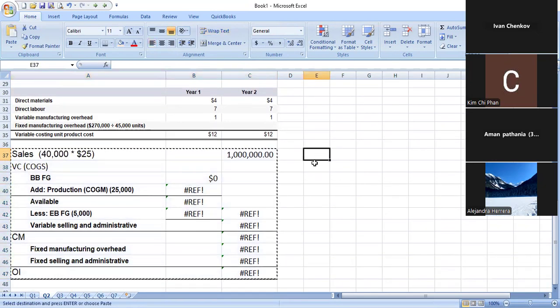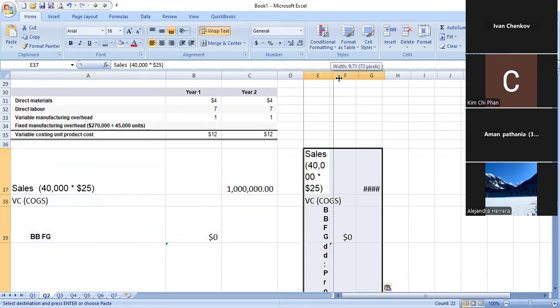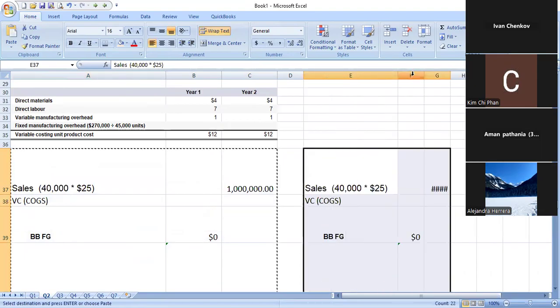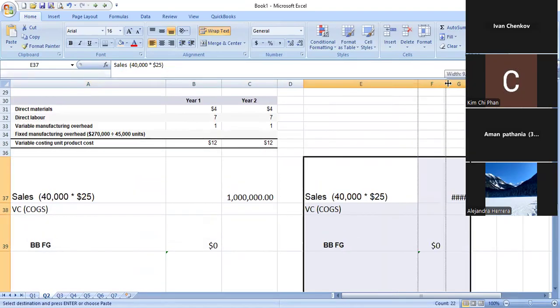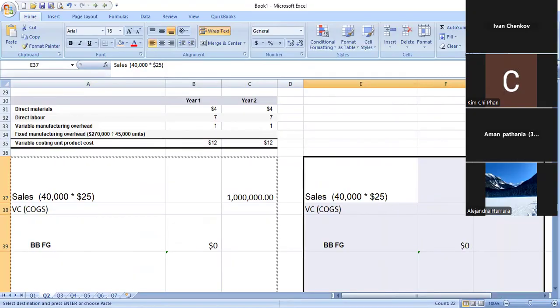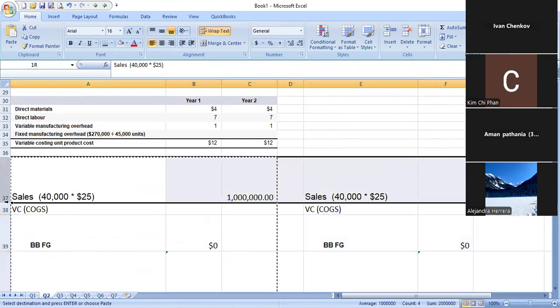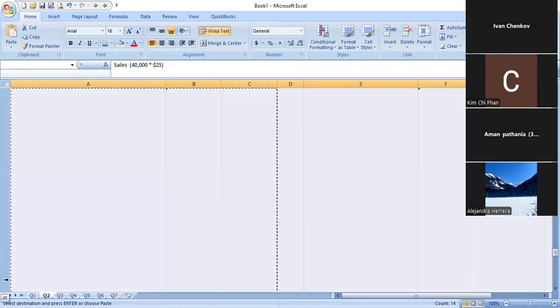The second year. Let's do the second year right away without wasting time. How are my sales going to change compared to the variable costing, compared to the absorption costing? Is it going to change? Yes. How?